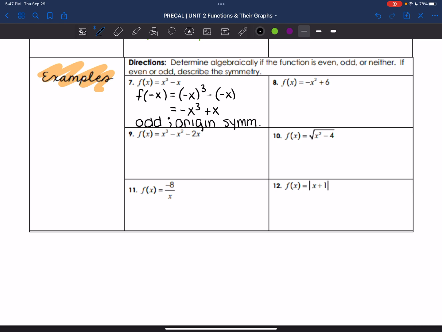All right, well, what about 9? What about example number 9? What happens when we look at this function at the opposite of x? Can you guys decide what kind of symmetry do we have here, or do we have any at all? Go ahead and try this one on your own.